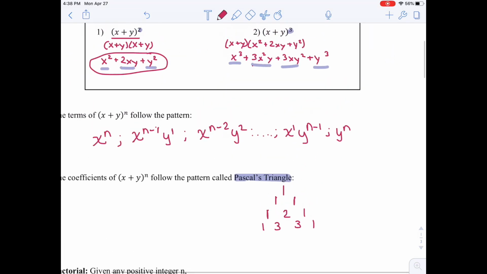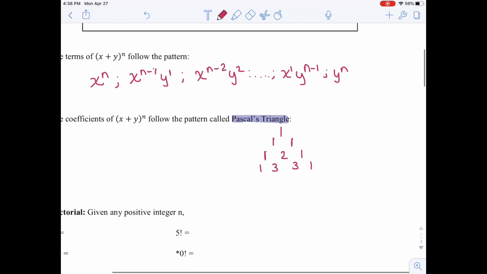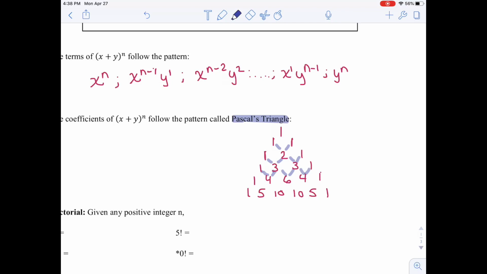And then we got 1, 3, 3, 1. That matches this example. And then it goes 1, 4, 6, 4, 1. And then it goes 1, 5, 10, 10, 5, 1. And you're probably sitting here wondering, where do these come from? Well, that next term below always comes from adding the 2 above. So the 1 and 1 came here to make a 2. 1 and 2 made the 3. 1 and 2 made that 3. 1 and 3 made the 4. 3 and 3 made the 6. 3 and 1 made the 4. And we can keep going down.